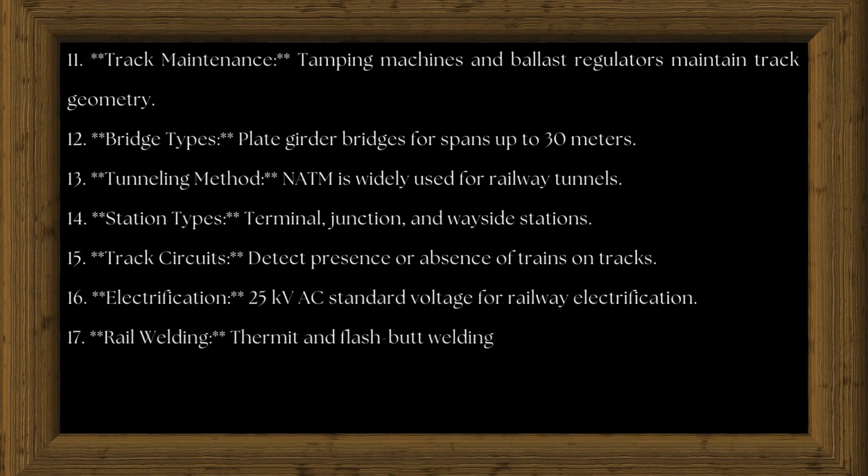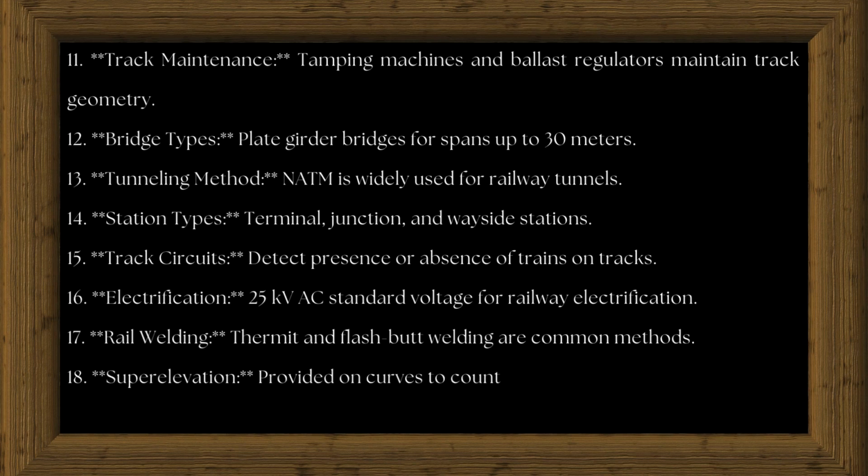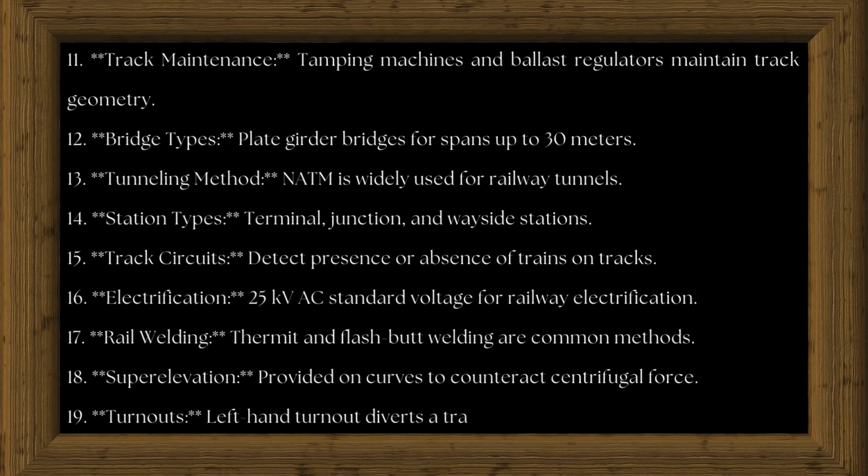Rail welding: thermite and flash butt welding are common methods. Super elevation: it is provided on curves to counteract centrifugal force. Turnouts: left hand turnout diverts a train to the left side of the main track. Railway zones: Indian Railways has 18 zones.